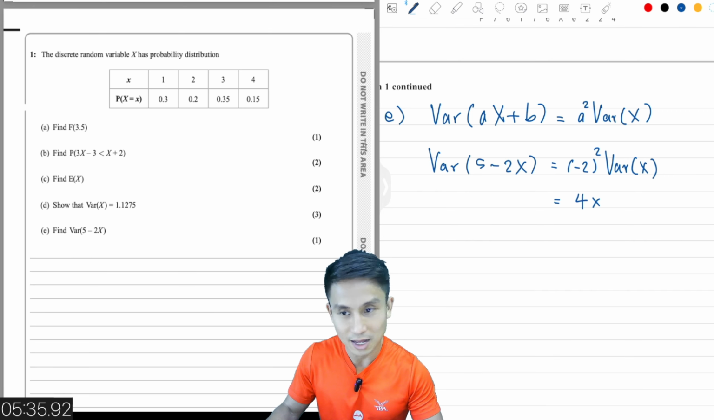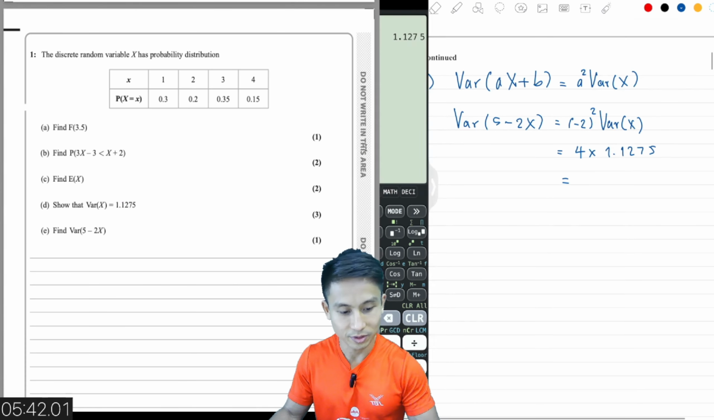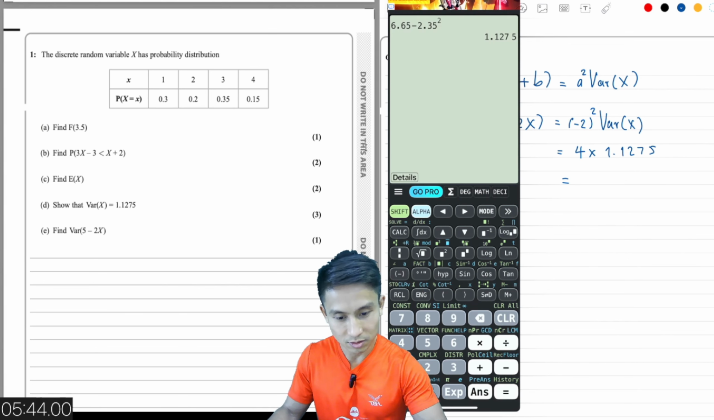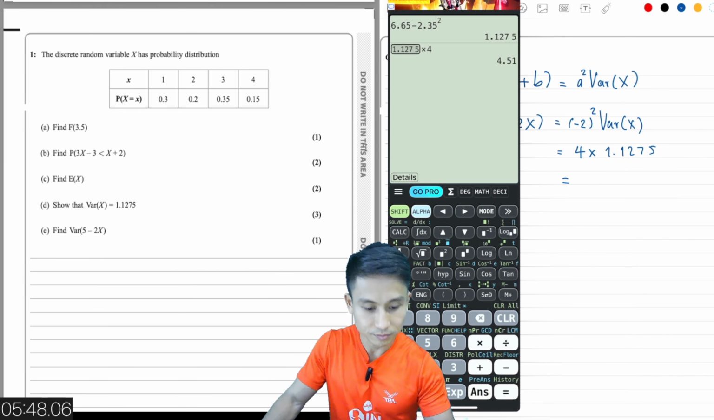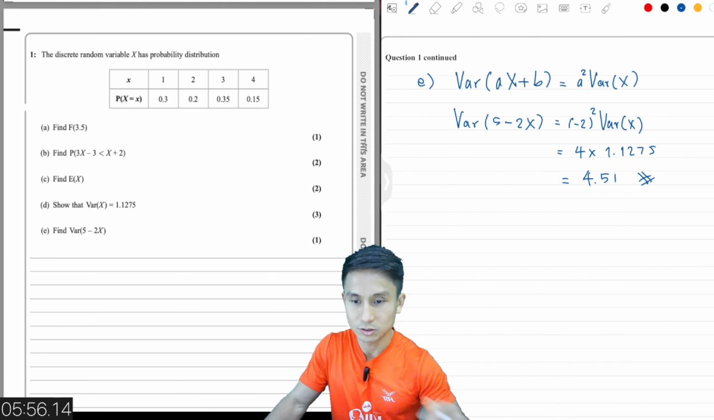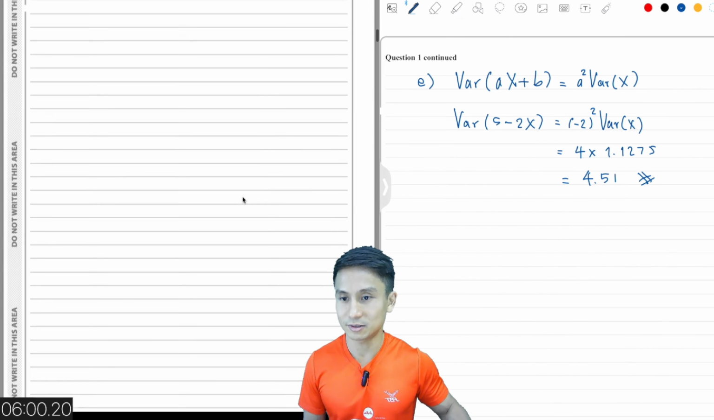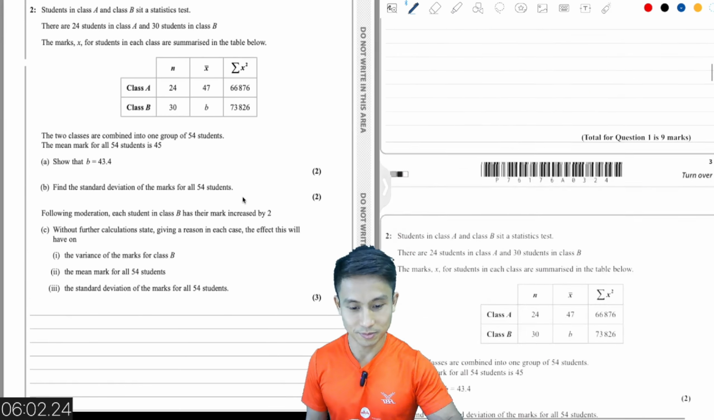So this is 4 times var x, which was 1.1275. I'm just going to take the exact value there. Okay, so I'm just going to multiply that by 4, which gives me 4.51. Yeah, so that's the var of 5 minus 2x. All right, the first one is done. Not too bad, a good warm-up.